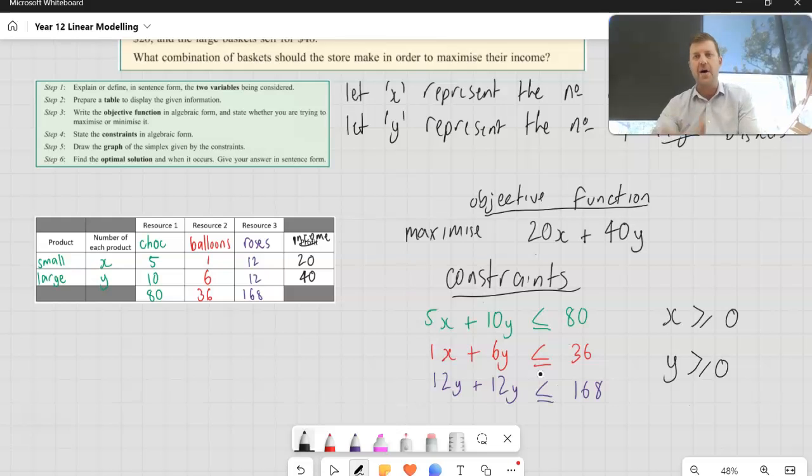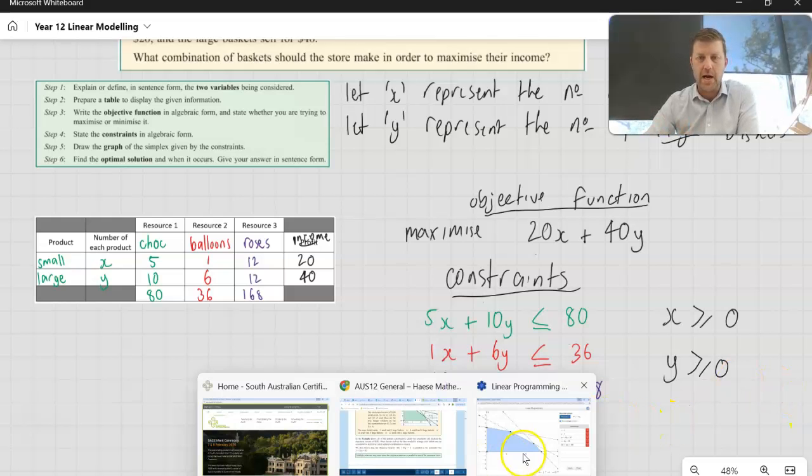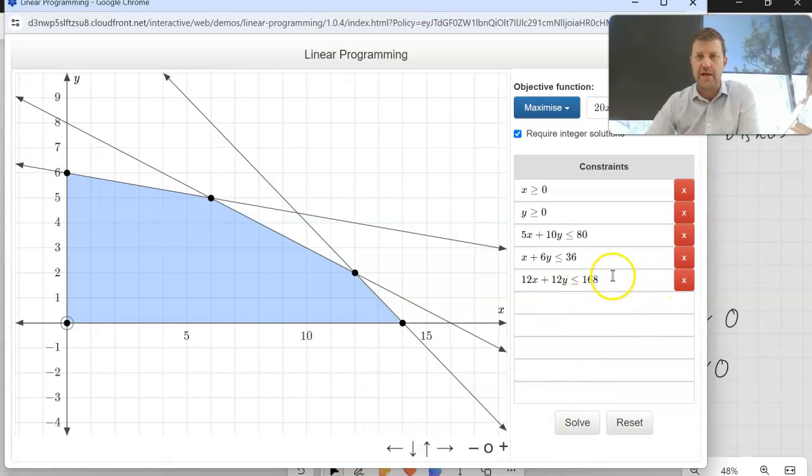So in this case I have 5 constraints that I will graph to find my feasible region, because there are 3 resources giving me 3 constraints or inequalities, plus the additional 2 of x is greater than or equal to 0 and y is greater than or equal to 0, because in this case we cannot make a negative amount of baskets. Okay, so those 5 constraints, as I said, I'm using technology, so I'm going to pop those into a graphing package. I'm using the one from the Hazy textbook, and I've already put those values in.